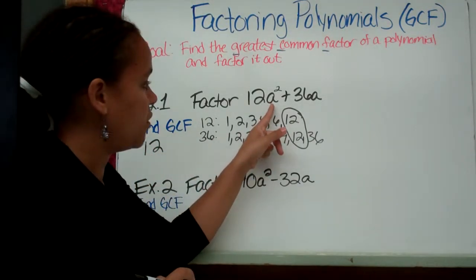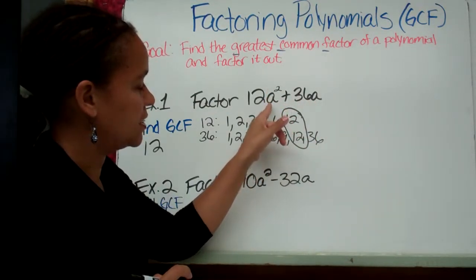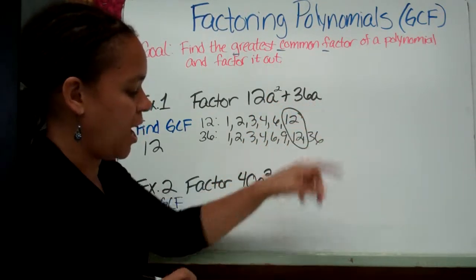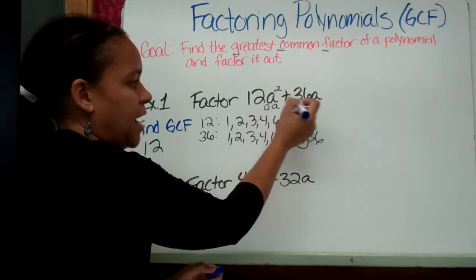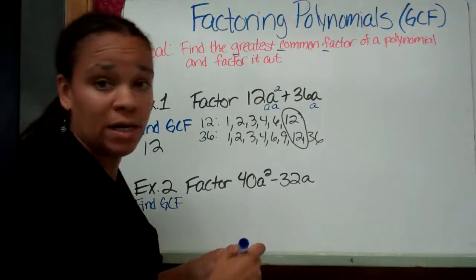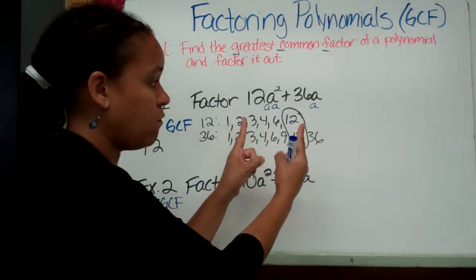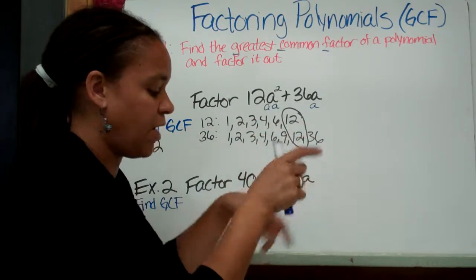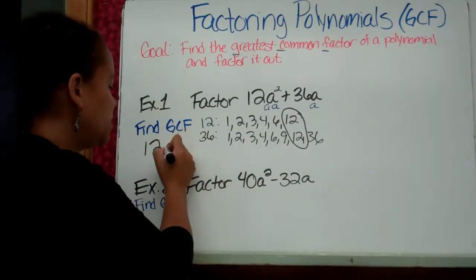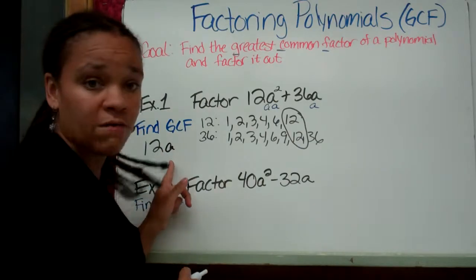And now we have to look at the variables. We have two a's here, because this is a times a, and we have one a here. Remember, a squared is nothing more than a times a. So what's the greatest that they both have in common? They both have 1, but then the other one has 2, so they don't have 2 in common. The greatest that they both have would be 1. So our GCF would actually be 12a.